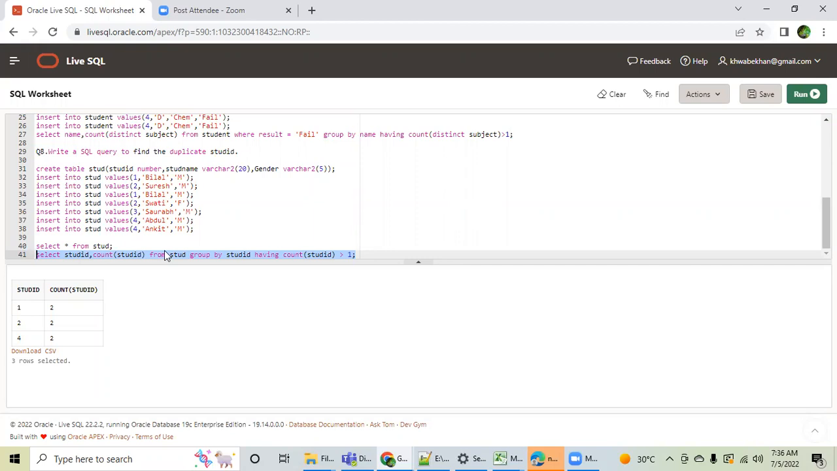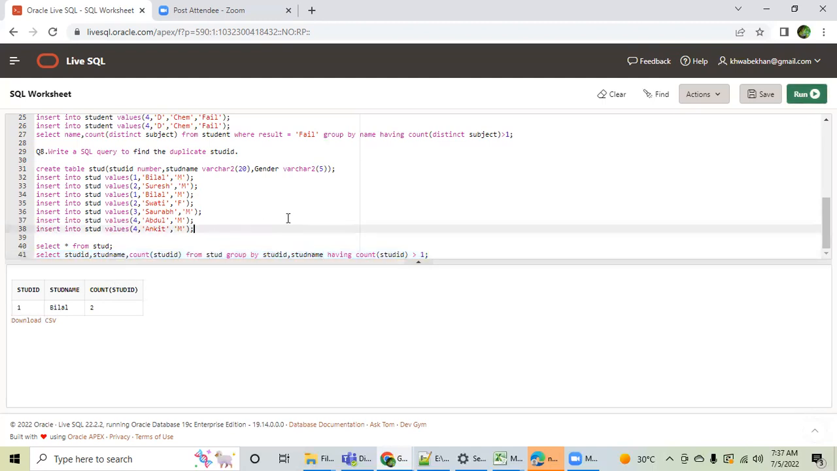We should use student name also. Student name is not required. Even if you get the student name as well, that's not a problem. You just have to give the student name after group by, and you will get the student name in the output as well. But logically, that will not make any difference.